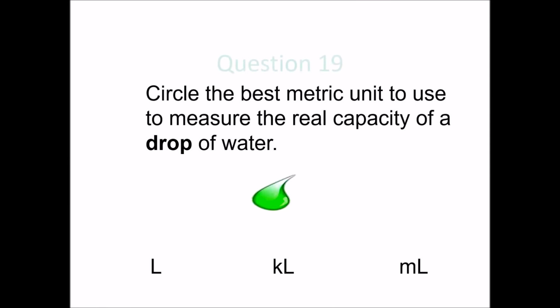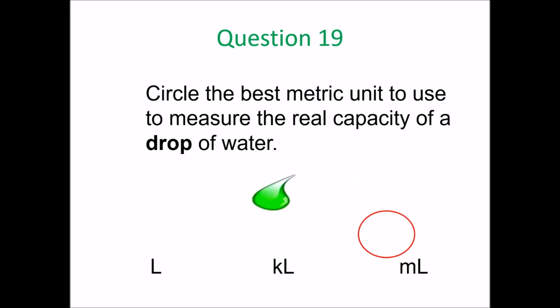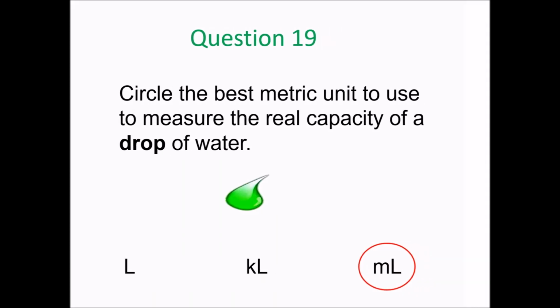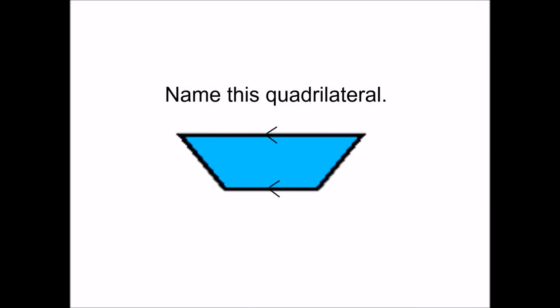Circle the best metric unit to use to measure the real capacity of a drop of water. Drop of water is pretty small. Let's wait on it and see what it is. Wait on it. Where is it going? Yeah, it's going to milliliters. A drop of water is small. The liter bottle would be like the bottle of water. So it will be milliliter.